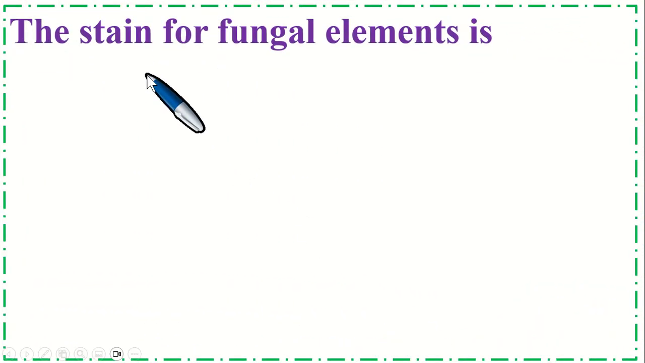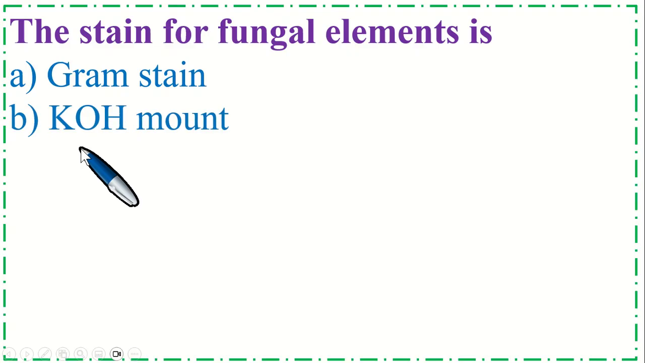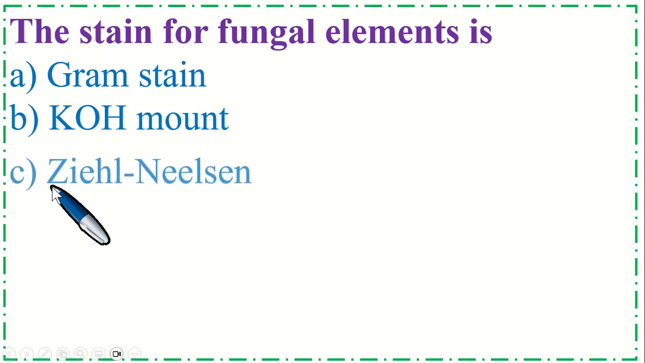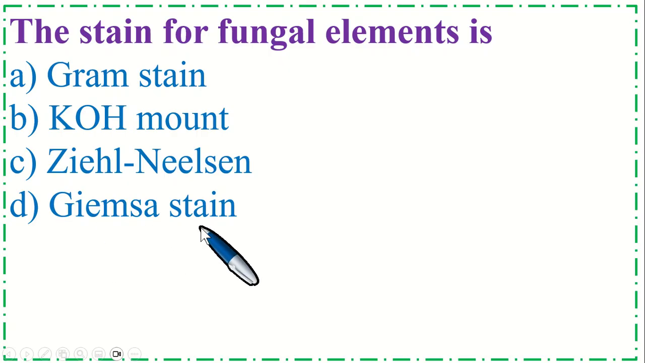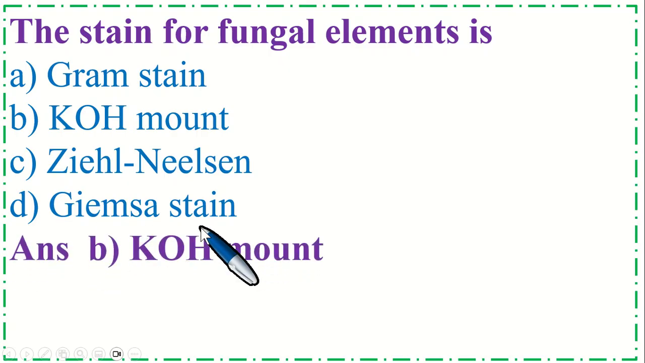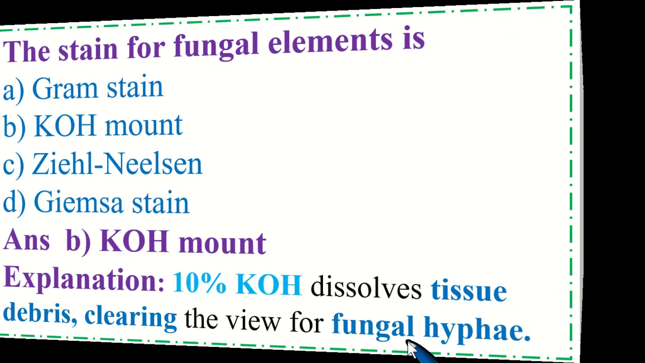The stain for fungal elements is option A Gram stain, B KOH mount, C Ziehl-Neelsen stain, and option D Giemsa stain. So the correct option is B KOH mount. Explanation is 10% KOH dissolves tissue debris, clearing the view for fungal hyphae.